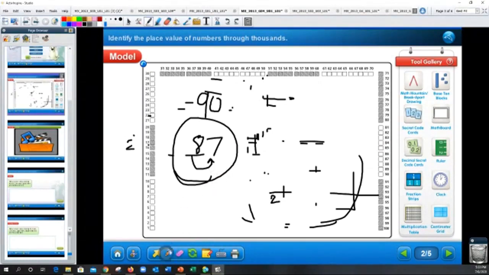So if I go to 87 and I put what is the closest 10, the 90 is the closest 10 here, the 80 is the closest 10 here. What is 87 closer to? Well, it's 3 steps to 90, it's 7 steps to 80. That's a great defense. Prove it another way. And now I can use the number path to help me with that. I can use the number path for helping with my multiplication.